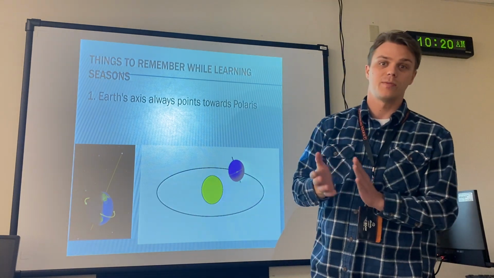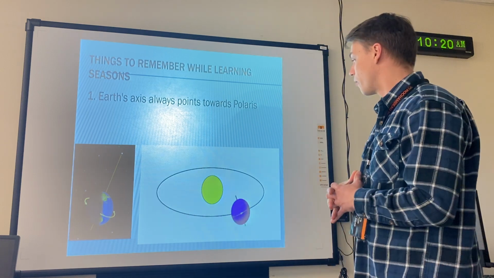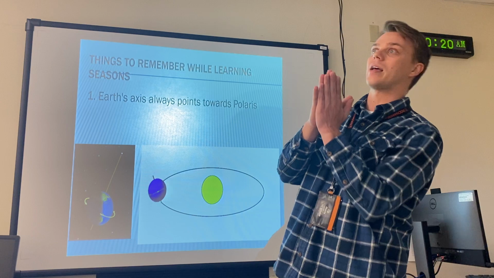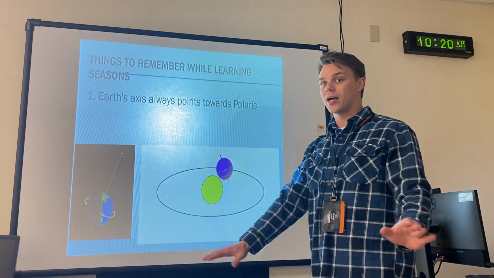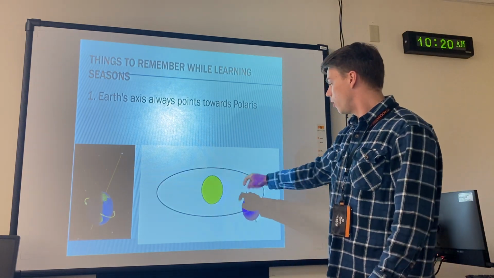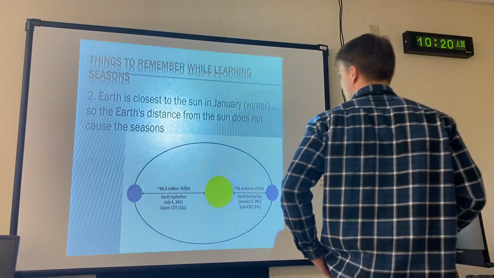Now, just to be clear, the North Pole actually does wobble over thousands of years, so the North Star does change in the sense that the axis starts pointing at different stars. But in our lifetime, it's not going to change. It's too slow of a change. So the North Pole always points towards the North Star, or towards Polaris.